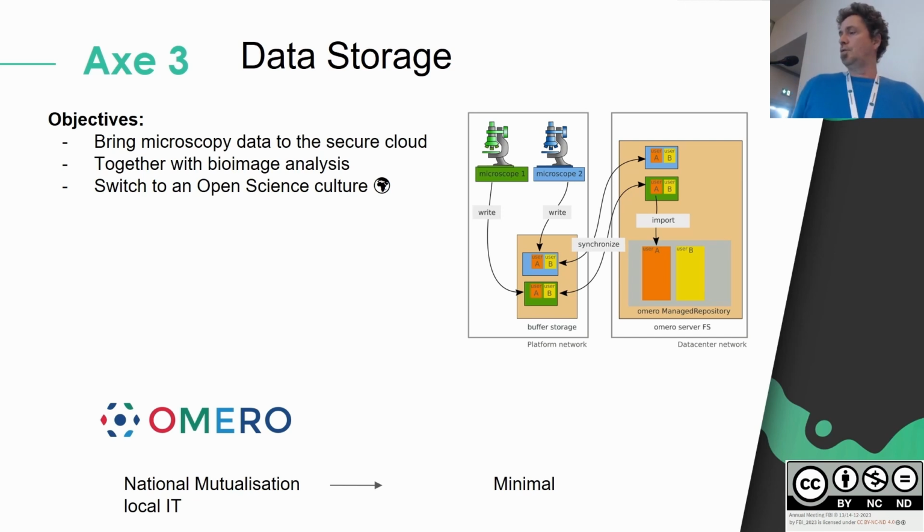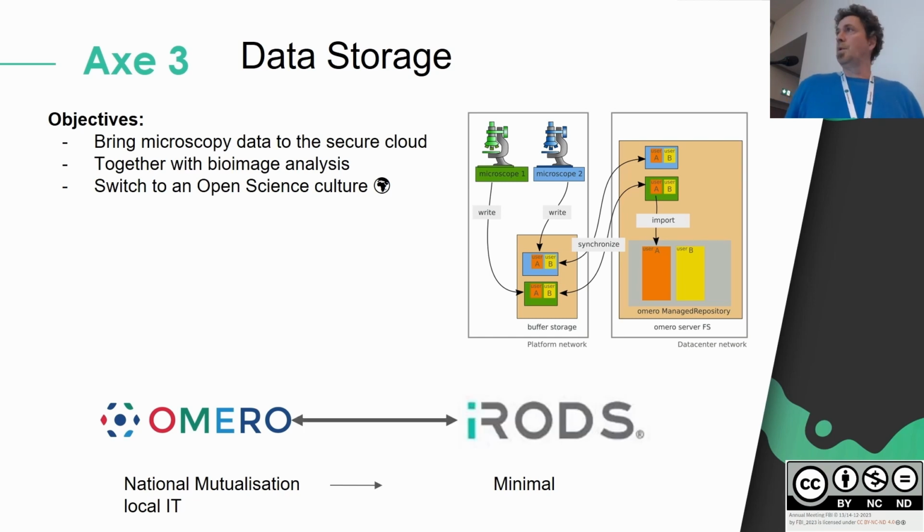This type of data manager has sometimes already been provided in some facilities, but the idea is to minimize the local IT part and do that at the national level. The transfer part of the data is done by something called Hyroad, which is the back end of the structures, and the front part is done by Homero.